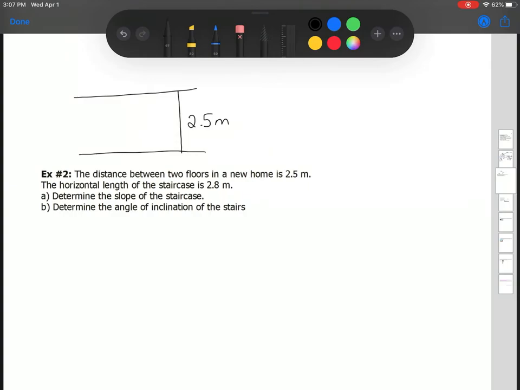So you really need to think what a staircase is. Is a staircase straight up and down? No, it's not. It sort of goes on an angle, right? So this is going to be the staircase to the next floor, and it says the horizontal length is 2.8 meters. So now we are looking for 2 different things. We are looking for the slope of the staircase and the angle of inclination of these stairs.